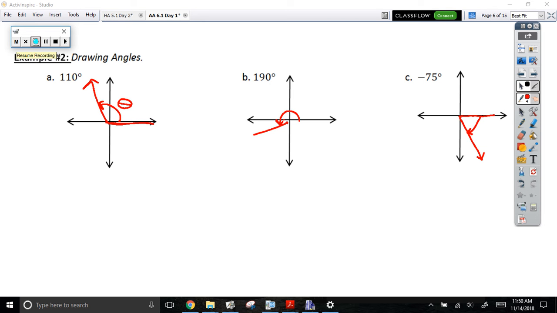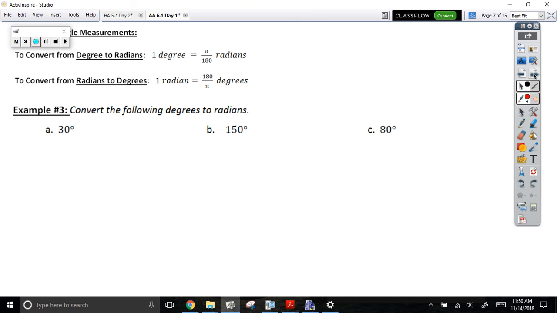All right. On the back, we're going to see radians. We'll start out with converting from one to the other. So to convert from degrees to radians, all you have to do is multiply by the conversion factor, pi over 180. If you're converting from radians to degrees, you multiply by the reciprocal of that, 180 over pi. Again, these two things will be on your formula sheet, so you don't have to memorize them.